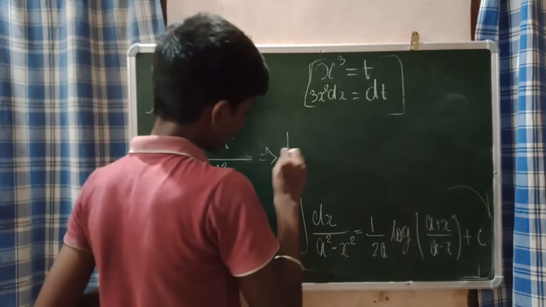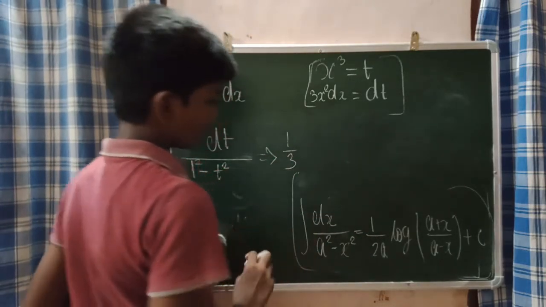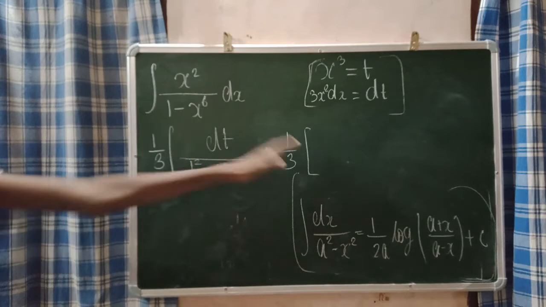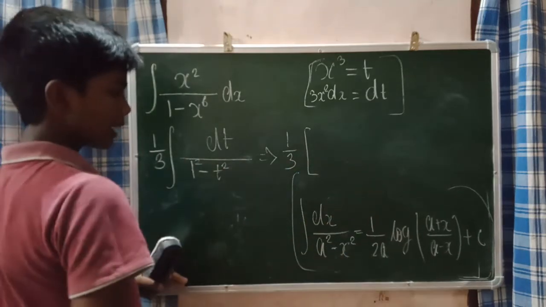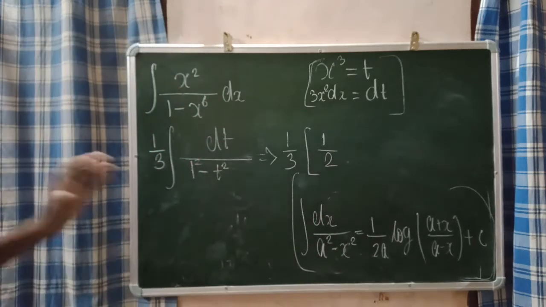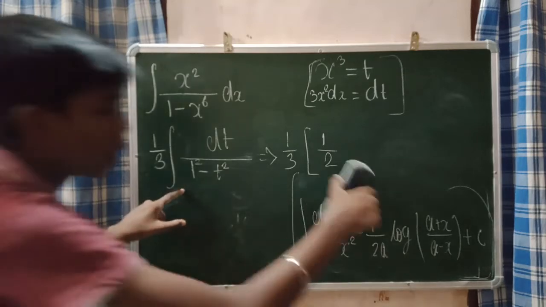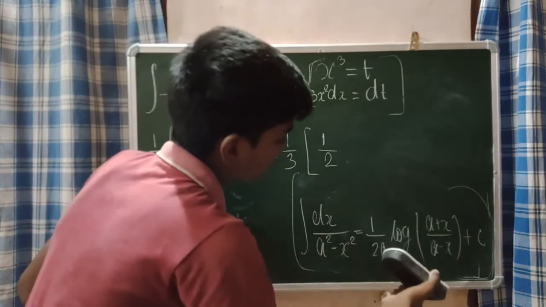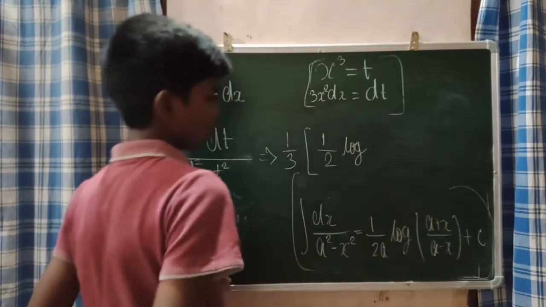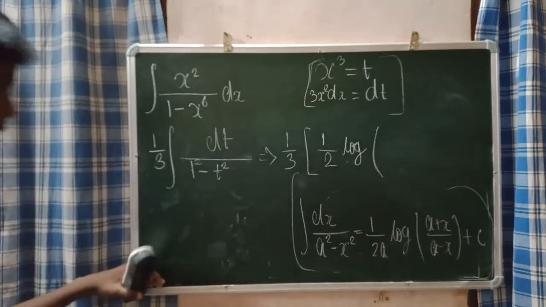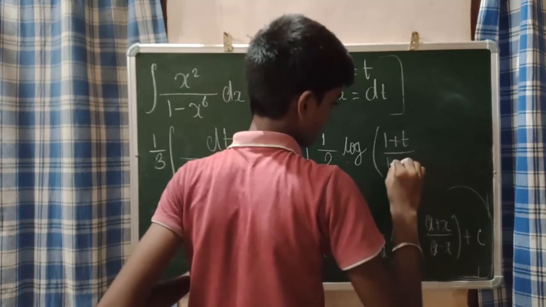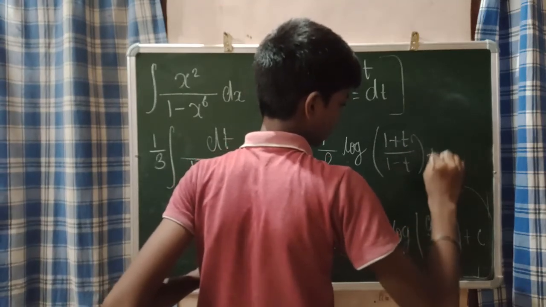So 1 by 3 is outside the integral, so I wrote it as 1 by 3 into 1 by 2a. 1 by 2a will be 1 by 2 into 1, because we know that a is 1. So that is 1 by 2 into log of a plus x. What is a plus x? a plus x is 1 plus t. Then divided by 1 minus t plus some constant. Correct, guys?